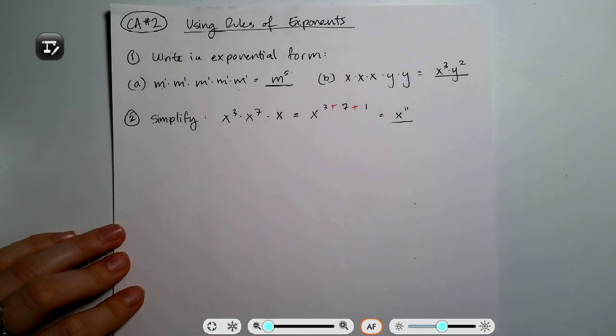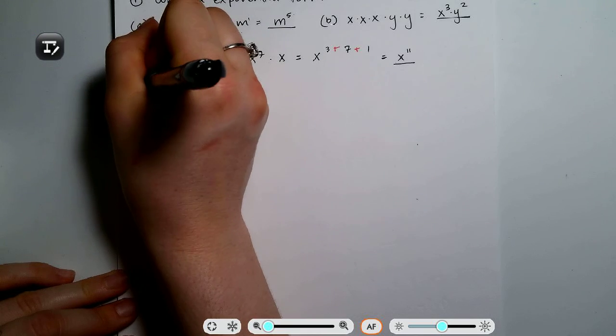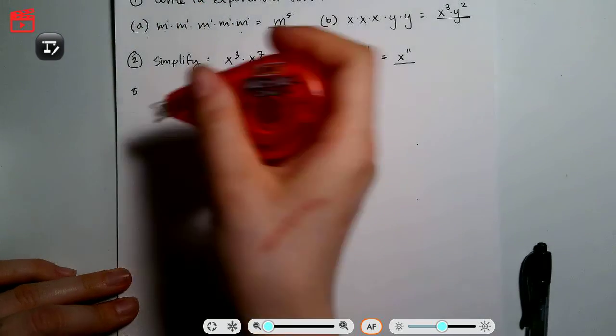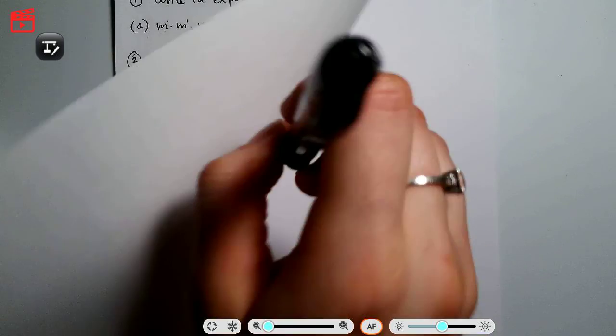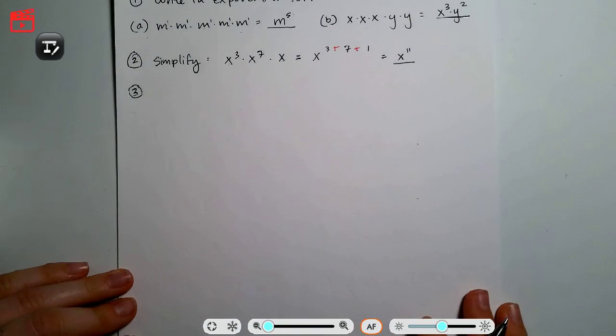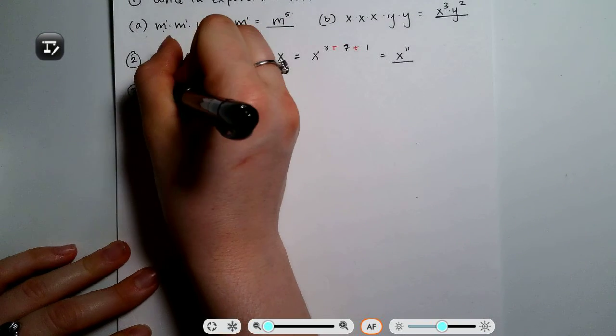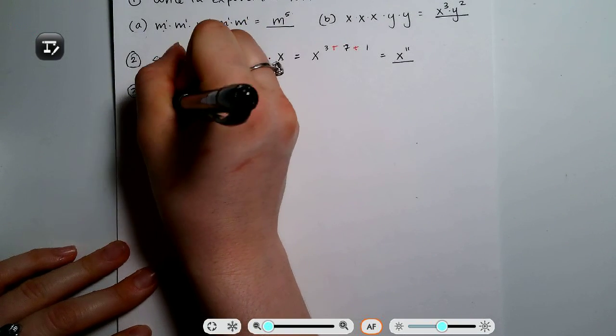All right, and we have 1, 2, 3, 4, 5, 6, 7, 8 more problems to go. Oh, I don't know why I wrote 8. Number 3. Okay, so same directions. We're going to go with simplifying using rules of exponents. X to the 6th over x to the 4th.